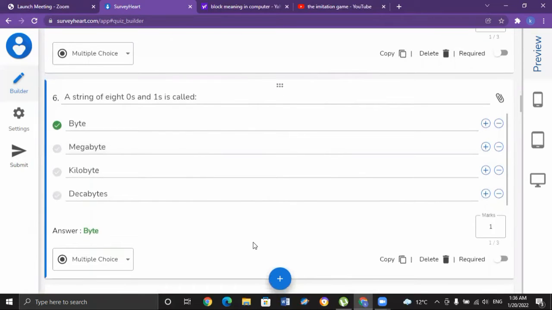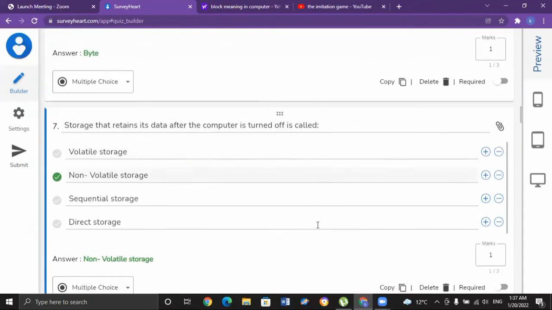A string of 8 zeros and ones is called. The correct option for MCQ number 6 is byte. And what is a byte? A byte is a unit of digital information that most commonly consists of 8 bits. Historically, the byte was the number of bits used to encode a single character of text in a computer, and for this reason it is the smallest addressable unit of memory in many computer architectures. So the correct option for MCQ 6 is A, byte.